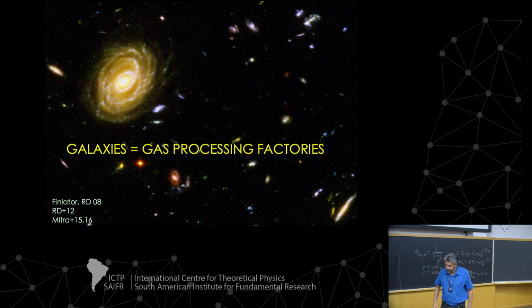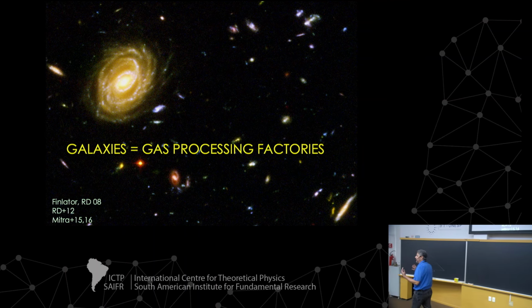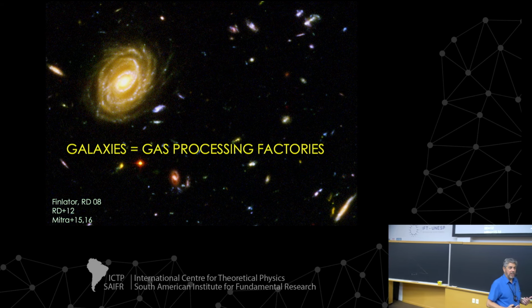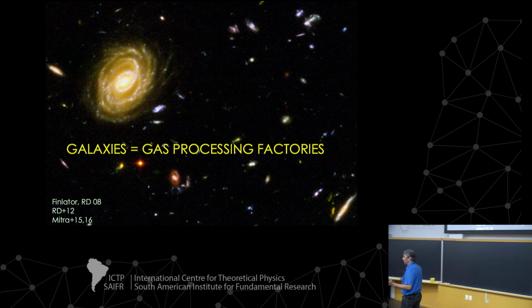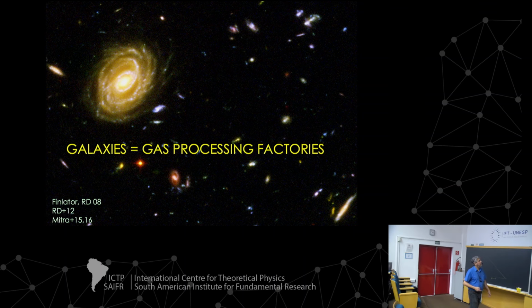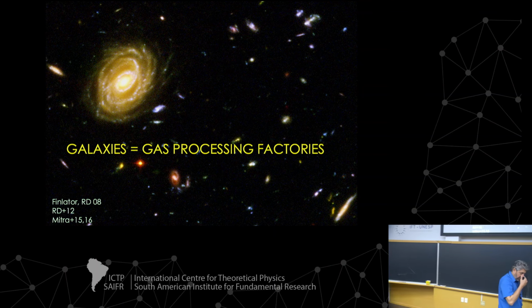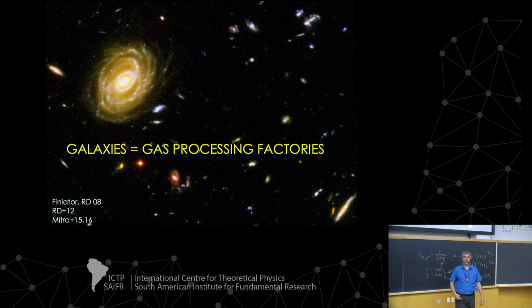So, can we think of a simple alternative model? If this idea of a merger tree and disk smashing and forming into ellipticals doesn't work, is there another simplistic way of envisioning galaxy formation without having to do a gargantuan simulation every time we want to think about galaxies? And the answer is yes. It's been worked out by a number of people, including our group. But the way I like to think about galaxies is essentially that galaxies are gas processing factories, okay?